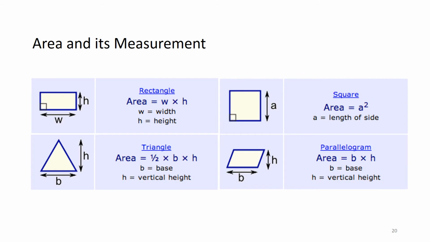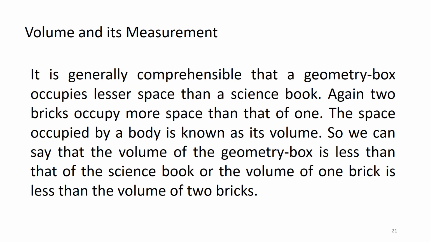Friends, a chart has been given for you here, or you can call it a picture, please read it a little. Volume and its measurement. So friends, we know that to find volume we have to multiply 3 units. It is generally comprehensible that a geometry box occupies lesser space than a science book. Again, 2 bricks occupy more space than that of 1. The space occupied by a body is known as its volume.